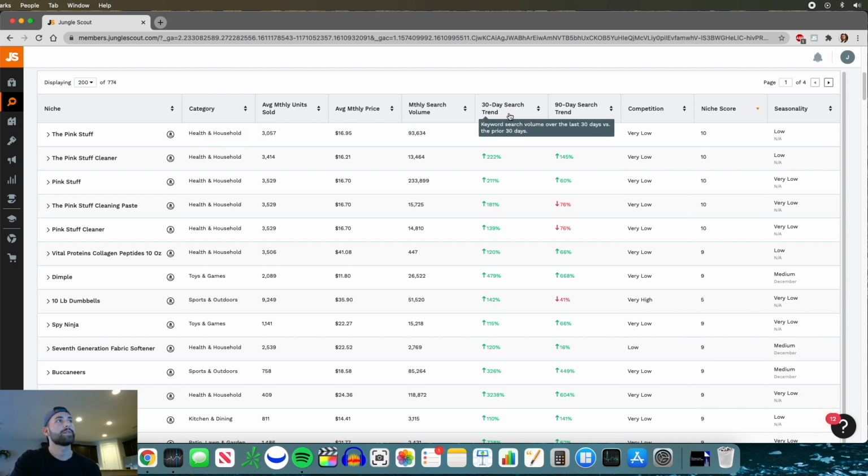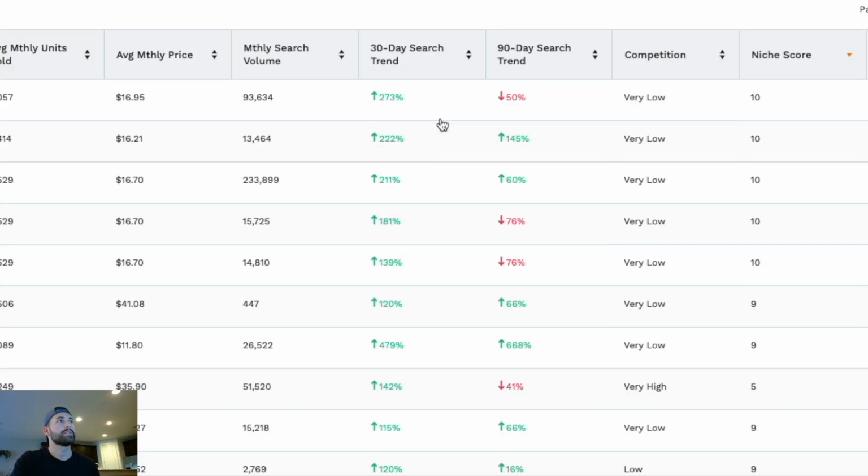As you can see here, our 30-day search trend, we want that to be above 100% as it is. Then you have your competition and then your score here, which is very valuable to filter. That's usually what I do, is I filter from the highest score, 10 being the strongest niche, and then 7 is going to be the lowest, since that's what we're filtering off of. So at this point, what I like to do is I like to look at the search trend. That's really what I'm concerned about here.